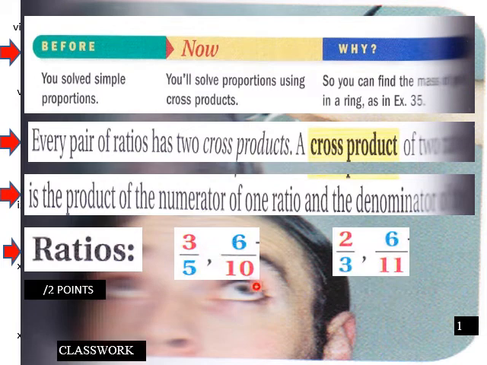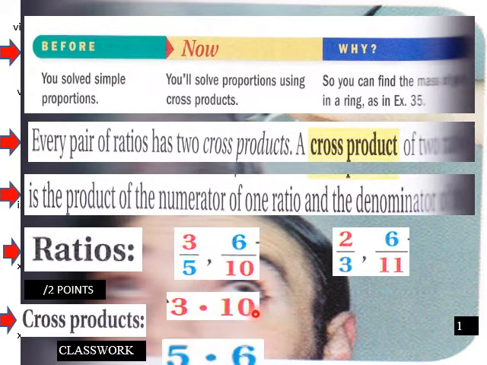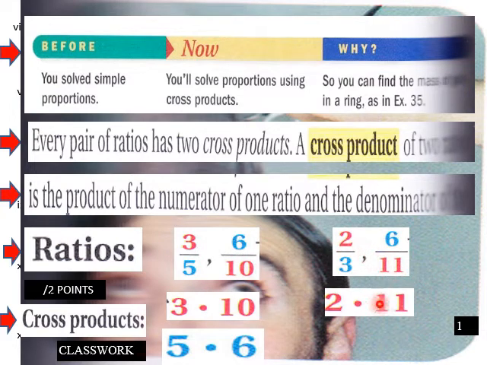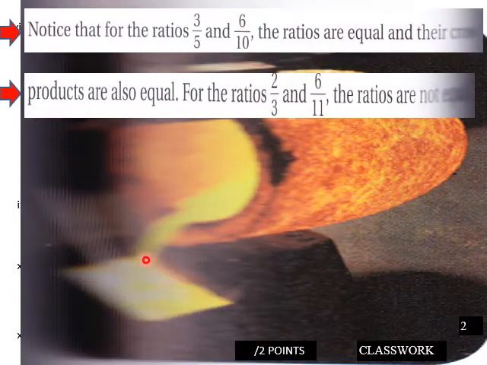So for example, 3 over 5 and 6 over 10. How would we cross product those? It'd be 3 times 10 equals 5 times 6. And then this one here would be 2 times 11 equals 3 times 6. That'd be using cross products to see if the ratios are equal.